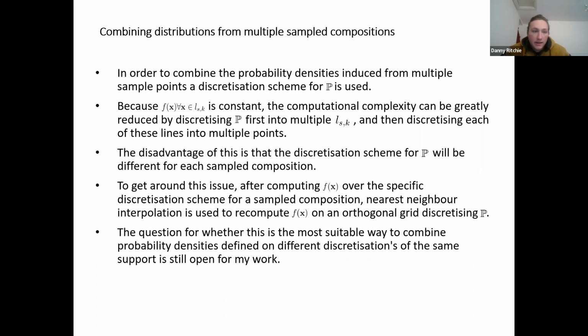But the disadvantage of that is that it means the discretization scheme will be different for each sampled point. The way I'm currently getting around that is simply using a nearest neighbor interpolation to recompute the probability density over an orthogonal grid spanning P. But the question of whether this is the most suitable way to combine probability densities defined on different discretizations of the same support is still open for my work.